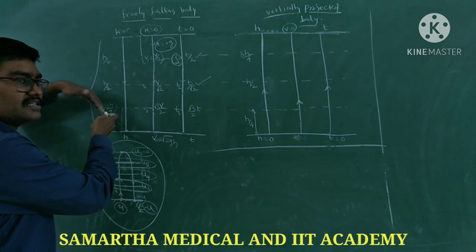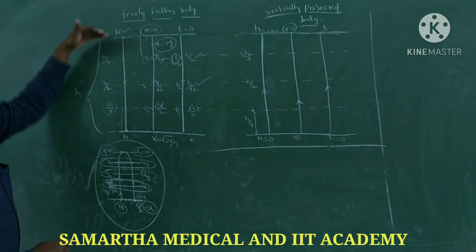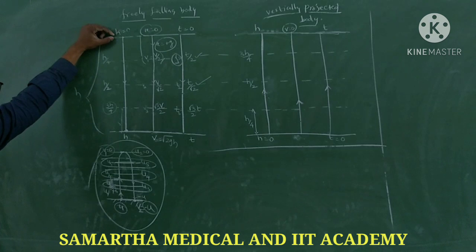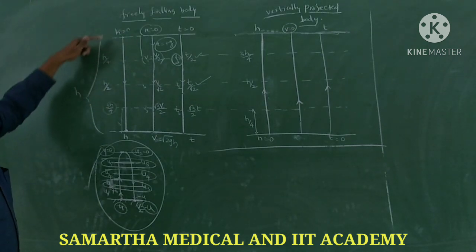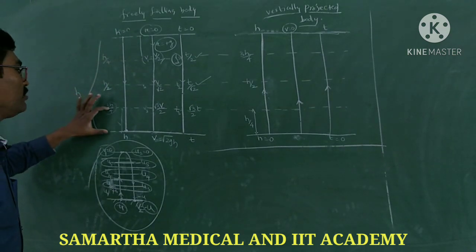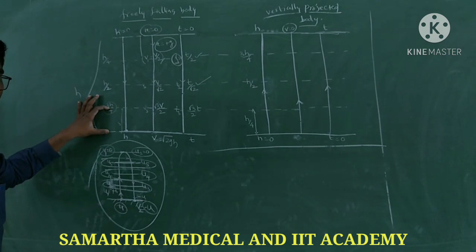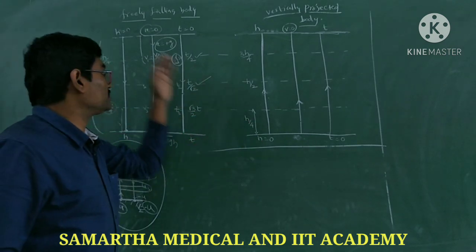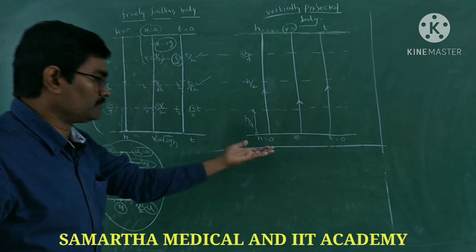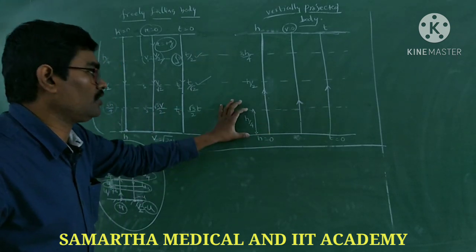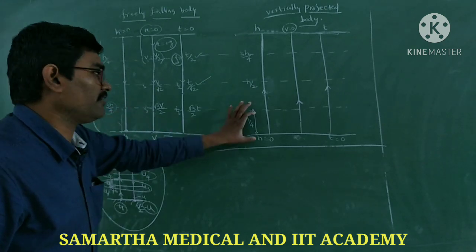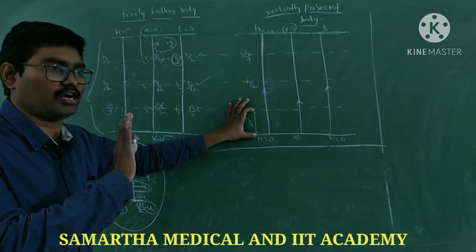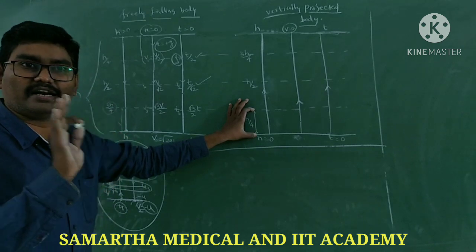Understood? So I repeat, listen carefully. The body is dropped from here. While it is coming down, the distance covered to reach this point is 3h by 4, but from ground it is at a height of h by 4 only. Correct? So now, instead of dropping from the top point, I am throwing in the upward direction. So now the distance covered to reach the same point is h by 4 only in the upward direction. Correct or not? Clear? Any doubt?